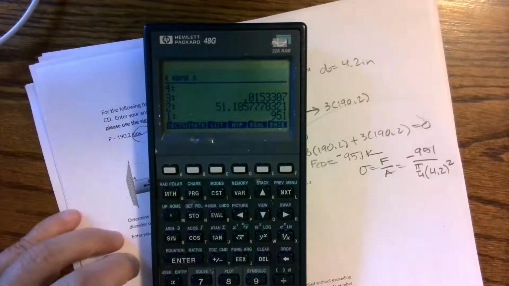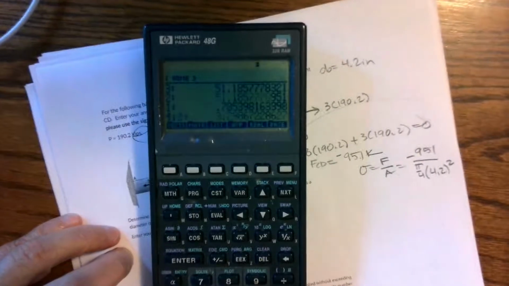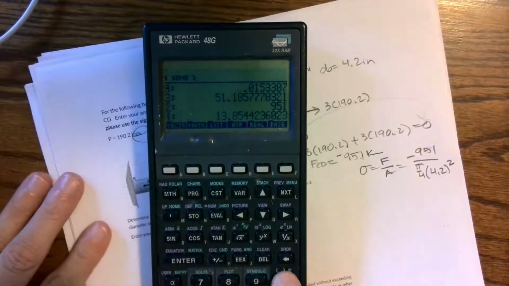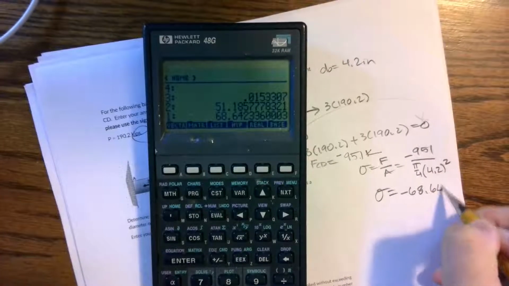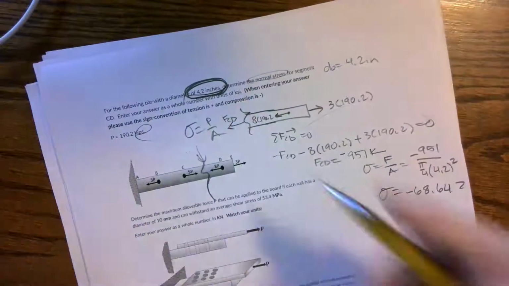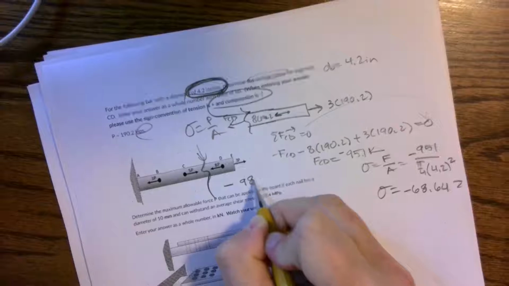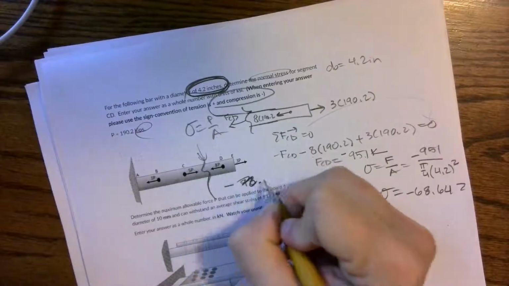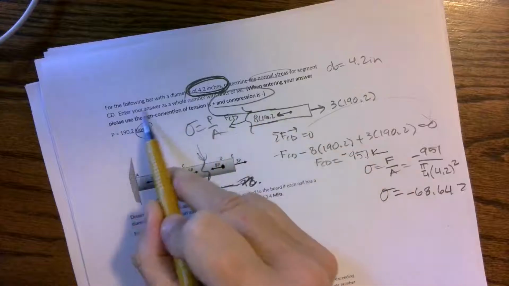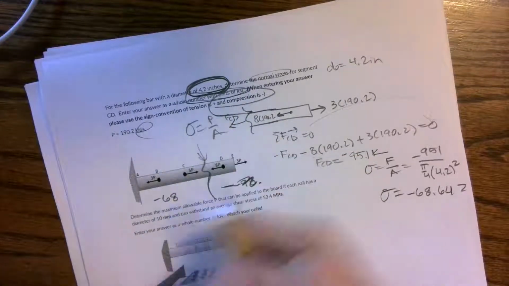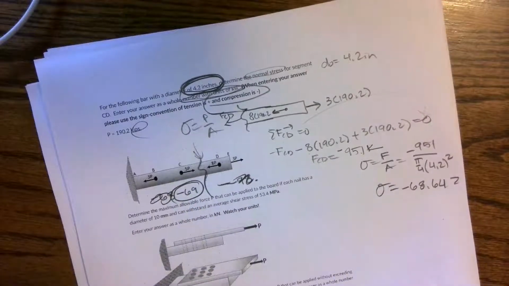So I have 951, and then I have pi as a number, divided by 4, divided by 4.2 times 4.2, and I get my stress is negative 68.642. Okay, compression is negative, so I have to enter negative 68, as a whole number, negative 69. That's my internal stress.